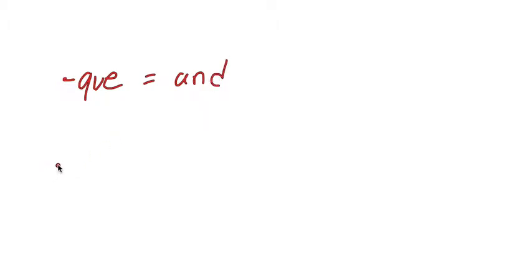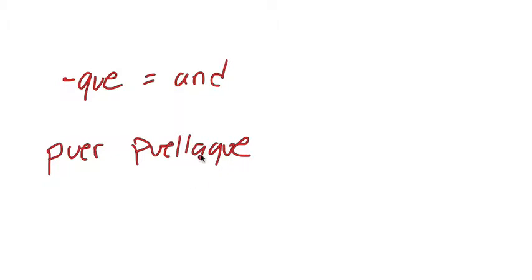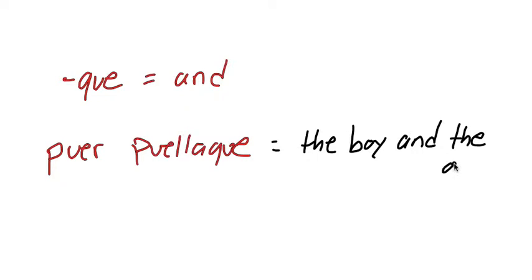And so the enclitic que would be stuck onto the end of a word. It doesn't have to be the first word in the sentence. So for instance, you could say puer puellaque, and that would translate as the boy and the girl.